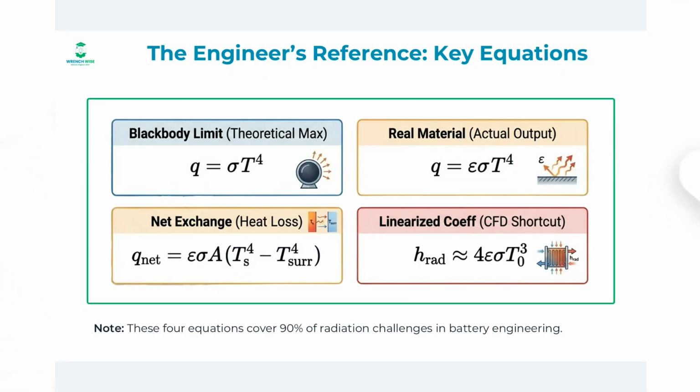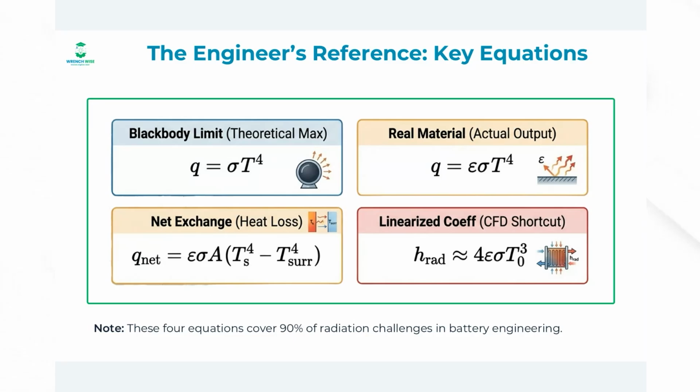There are a few key equations that I will just cover because we have done a lot of theory, but when it comes to actual calculation, you don't need to memorize so many things. You only need these 4 things here. These 4 equations essentially cover 90% of radiation challenges you will face in battery engineering. Equation number 1, this is the theoretical ceiling, the black body limit. It says the maximum possible energy an object can emit at a given temperature is given by this particular formula.